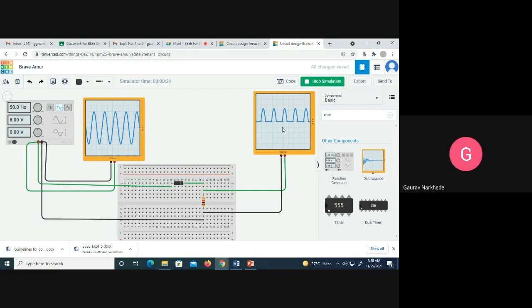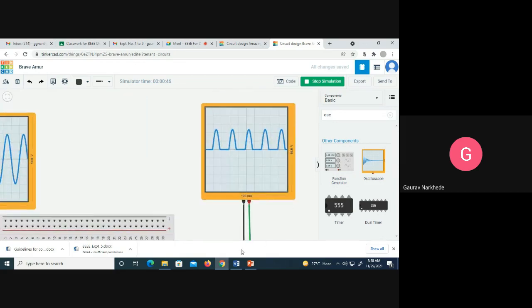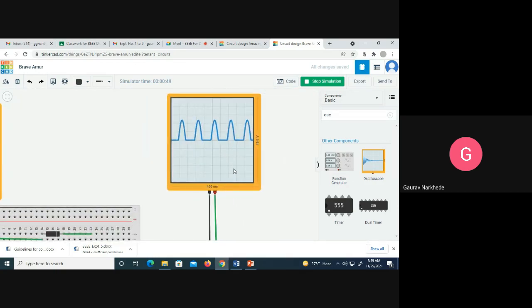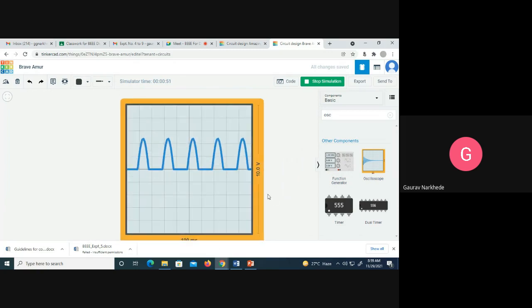So this is the simple working of the half wave rectifier. Any problem in this? I guess there is no problem. Now can you calculate Vm? I'm just zooming it. One division corresponds to how much? 2.5. So can I say it is approximately 2.5 volts, correct?